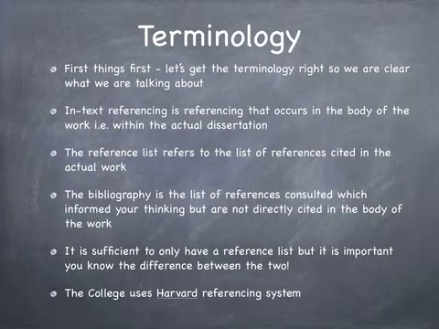Often students get confused between the difference between a reference list and a bibliography. The reference list, as I said, simply makes use of a list of sources of material that you have used to cite in your actual work, while the bibliography simply contains a list of sources that you have consulted, but not necessarily that you have cited directly in the body of your work. So they may have informed your opinion, but you haven't directly cited them.